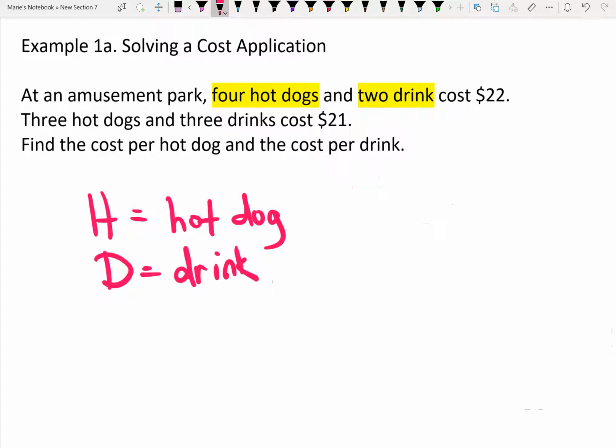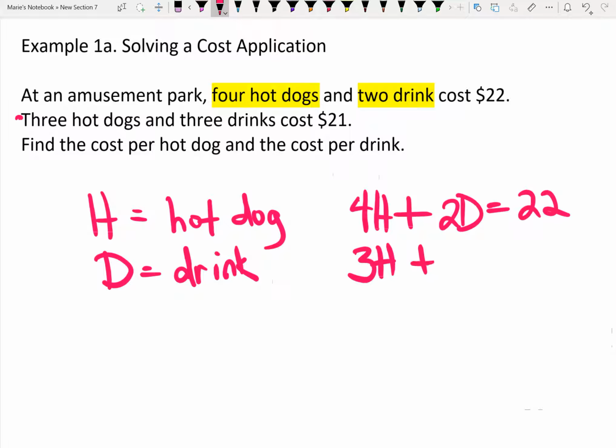According to the first scenario, if I buy 4 hot dogs plus 2 drinks, that is going to cost me $22. I really can't do much with that yet, so I need at least another equation, right? There's your second equation. If I purchase 3 hot dogs and 3 drinks, well, that is going to cost me $21.